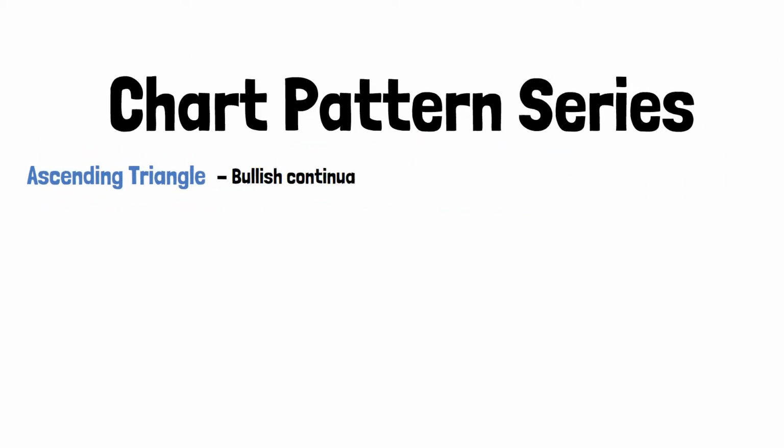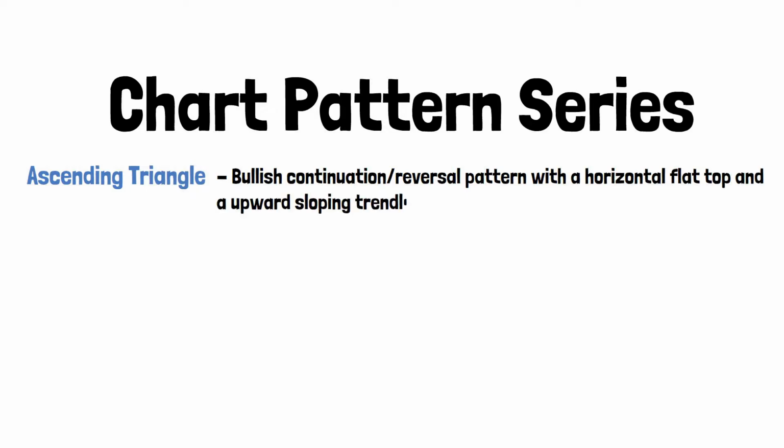In this lesson, we're going to be looking at the ascending triangle, which is a bullish continuation / reversal pattern. This pattern usually has a horizontal flat top and an upward sloping trend line with a 75% success rate. And because of its simplicity, this pattern is one of the most common chart patterns you normally see.